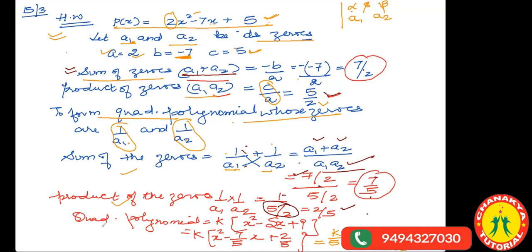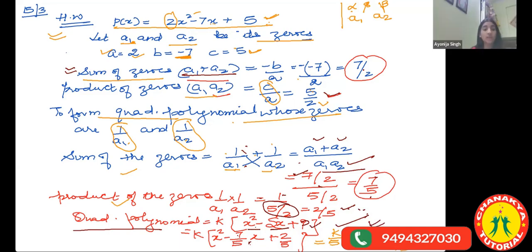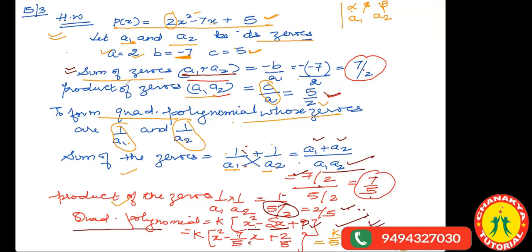Okay. Now next, we have to form a quadratic polynomial. So it will be k into x square minus sum of the zeros x plus product of the zeros. So the value of the product of the zeros is 2 by 5 and the sum of the zeros is 7 by 5. Now after taking the LCM, your polynomial would be this. Or you can put the value of k equal to 5. Then your quadratic polynomial is 5x square minus 7x plus 2. Clear, beta? Yes, ma'am. Is there any doubt in this question, children?